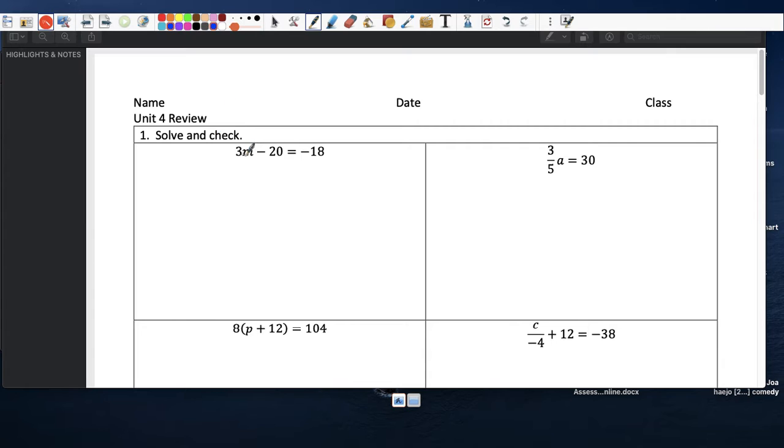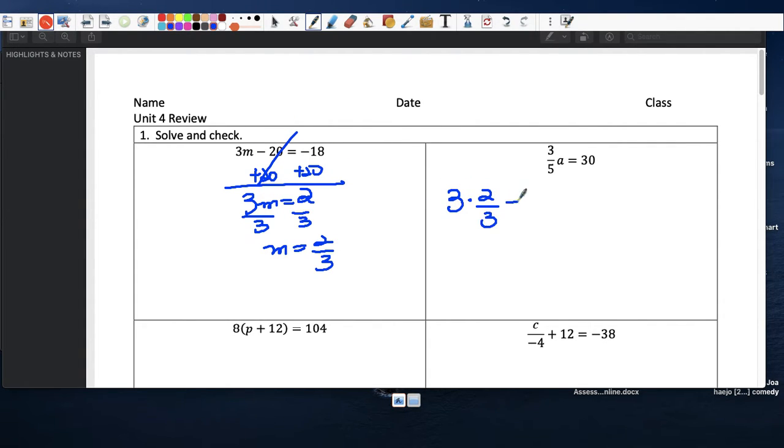Alright, so if you do your story, you'll find that's plus 20 on both sides. And we get 3m equals positive 2. Divide by 3, divide by 3, and we get m equals 2/3, right? So to check, we're going to put 3 times 2/3 minus 20 equals negative 18, instead of the m.